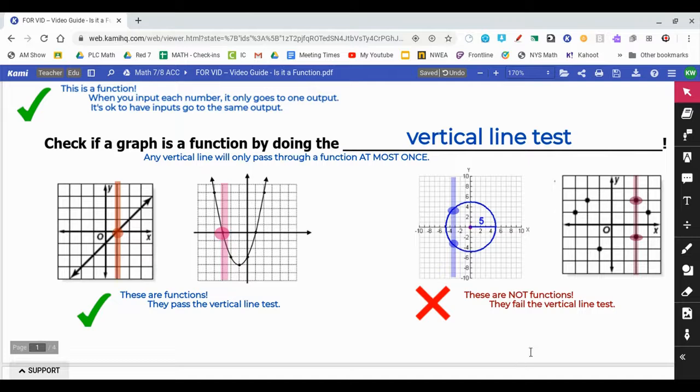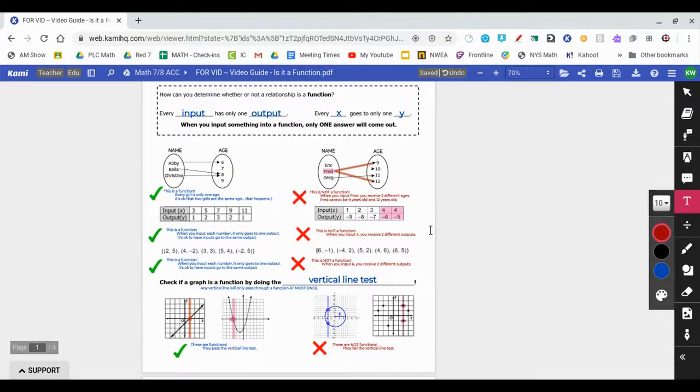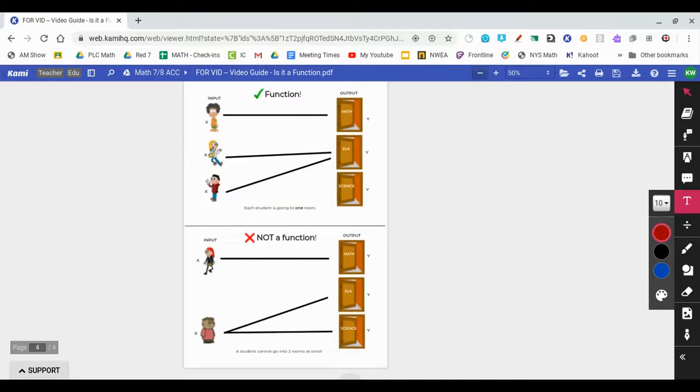And with that, we are now experts. So please try those practice problems and check your answers with the answer key. You can always come back to these modeled examples if you have any questions. And the last page of this document is the story of those students going to different classrooms, if that helps jog your memory too.